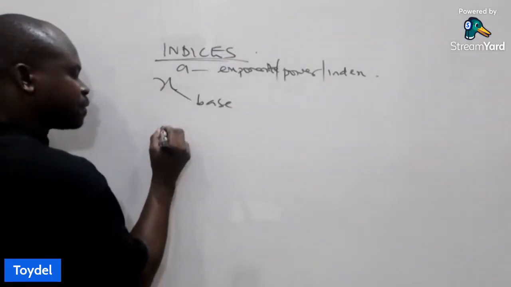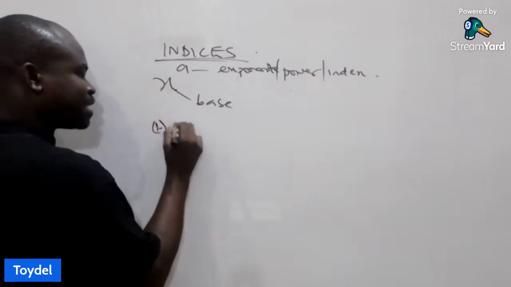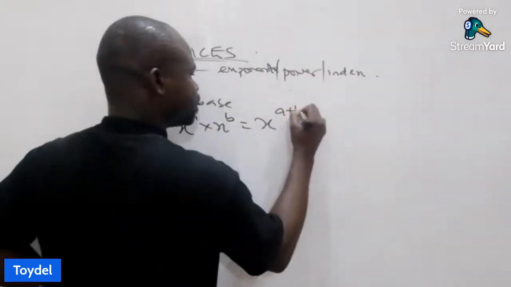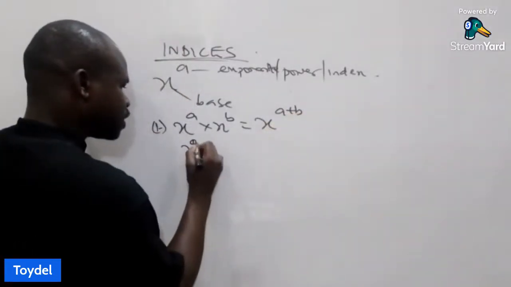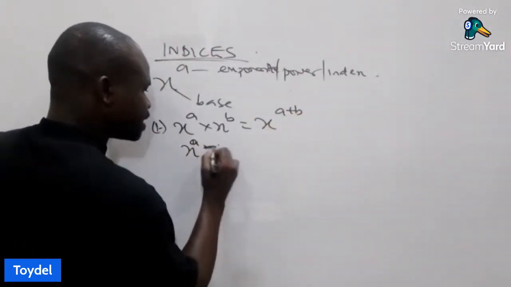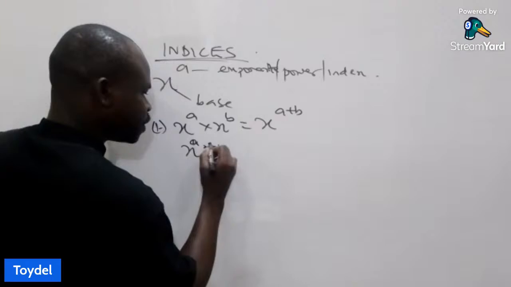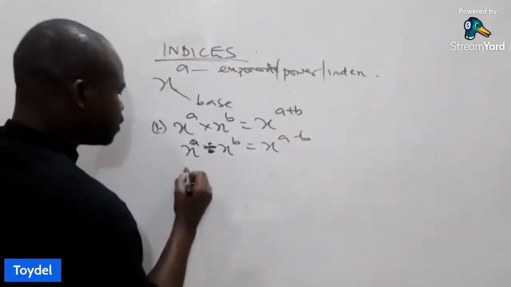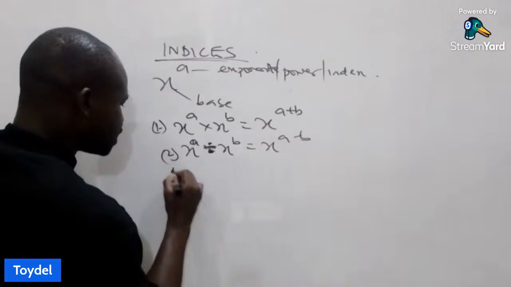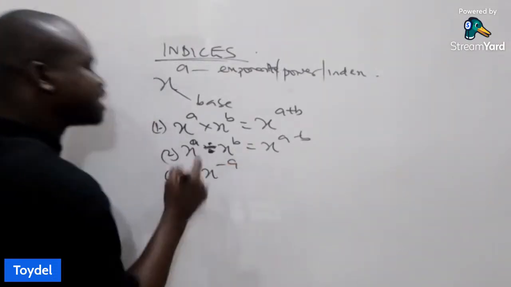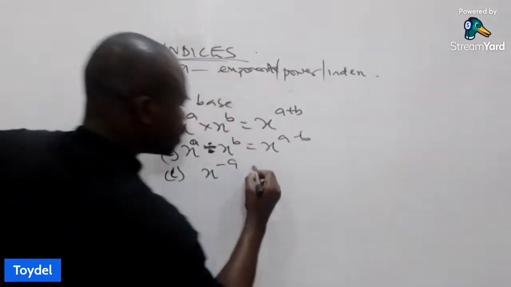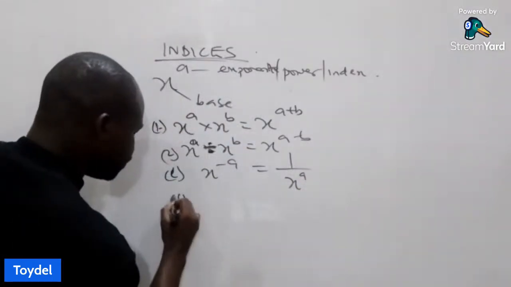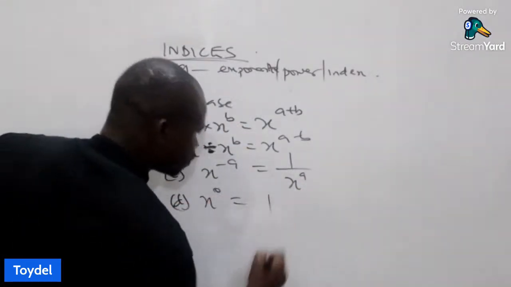The first law is that s raised to power a times s raised to power b will be s raised to power a plus b. When it is division, s raised to power a divided by s raised to power b will be s raised to power a minus b. Note that when we have s raised to power minus a, that is, if the power has a negative sign, it becomes the reciprocal, 1 over s raised to power a. If you have s raised to power 0, that gives us 1.